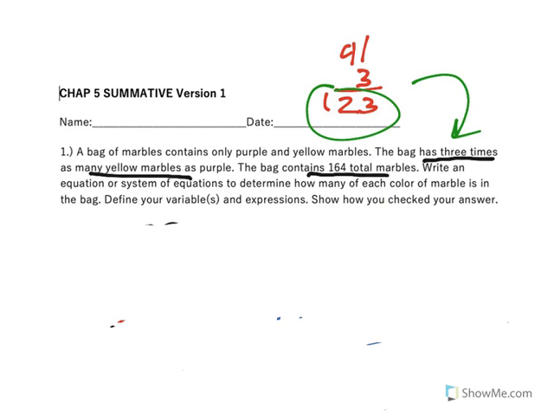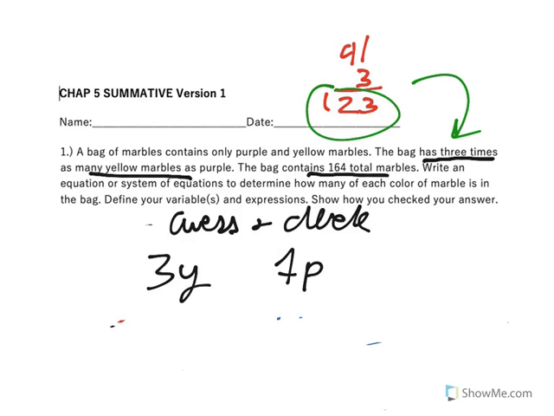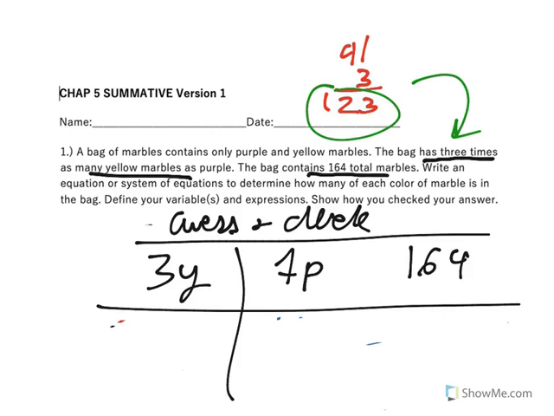Another way to do this, of course, is simply a guess and check table. You have 3 groups of yellow and 1 group of purple, and together it makes 164. So now you can start guessing. Let's guess something that we know is not going to work. Let's say there's 3 yellow marbles and 1 purple marble. Together, that makes 4. That is obviously not 164. All right, so let's guess again.